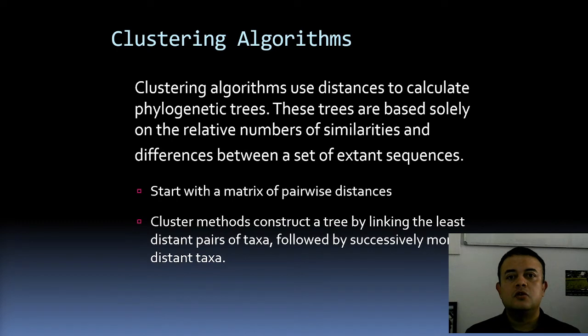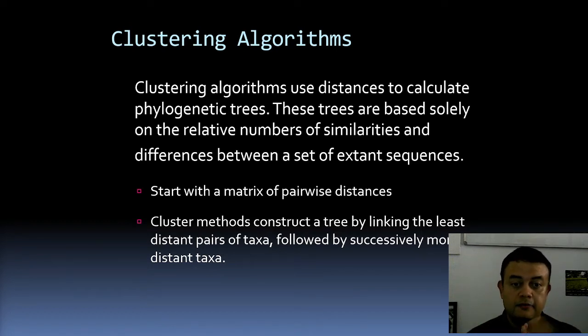So the clustering algorithms, that is what the distance-based approach is, right? The clustering, all these are the same phenetic methods. It uses distance to calculate the phylogenetic trees, and these trees are based solely on the relative numbers of similarities and differences between the extant sequences. So it starts with a matrix of pairwise distances, and then it constructs the tree by linking the least distant, that is most similar, pairs of the taxa.